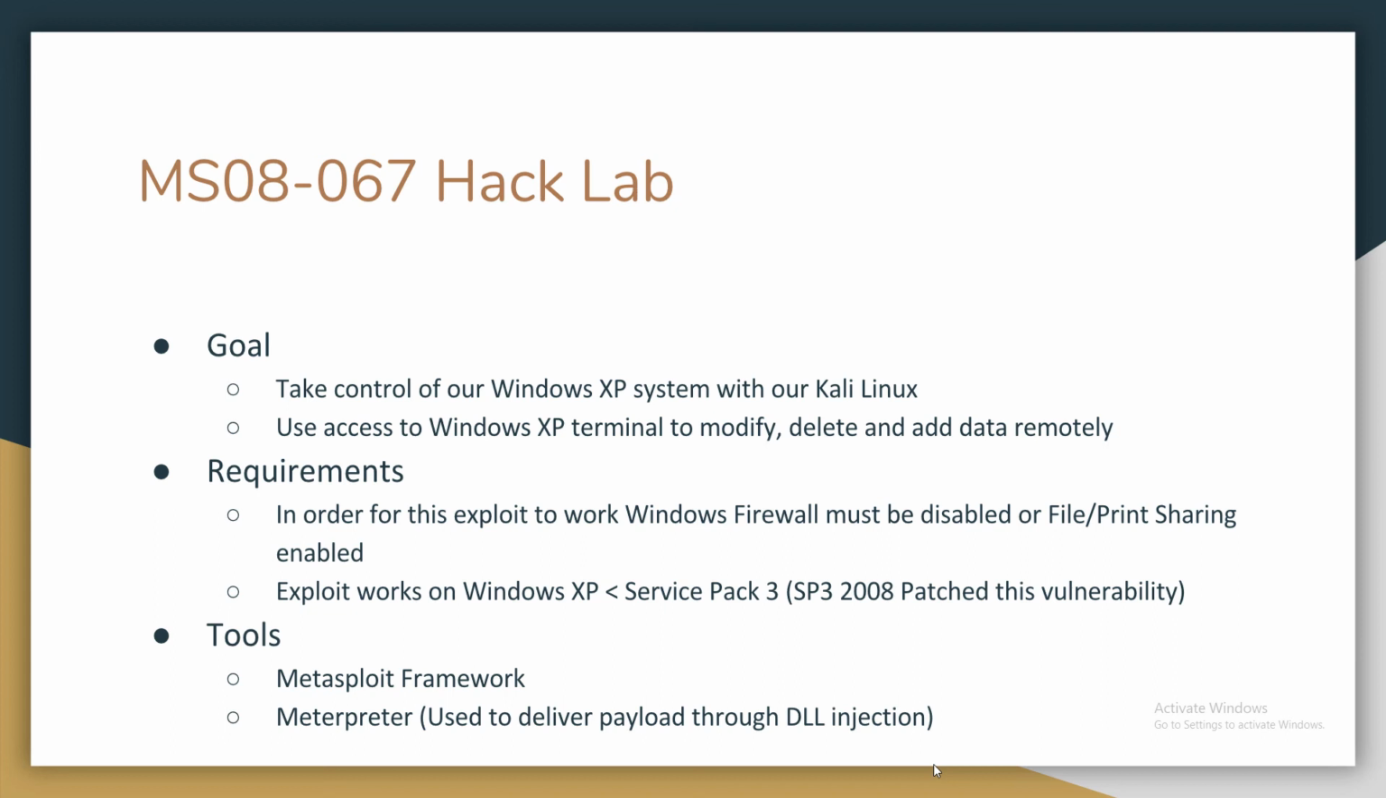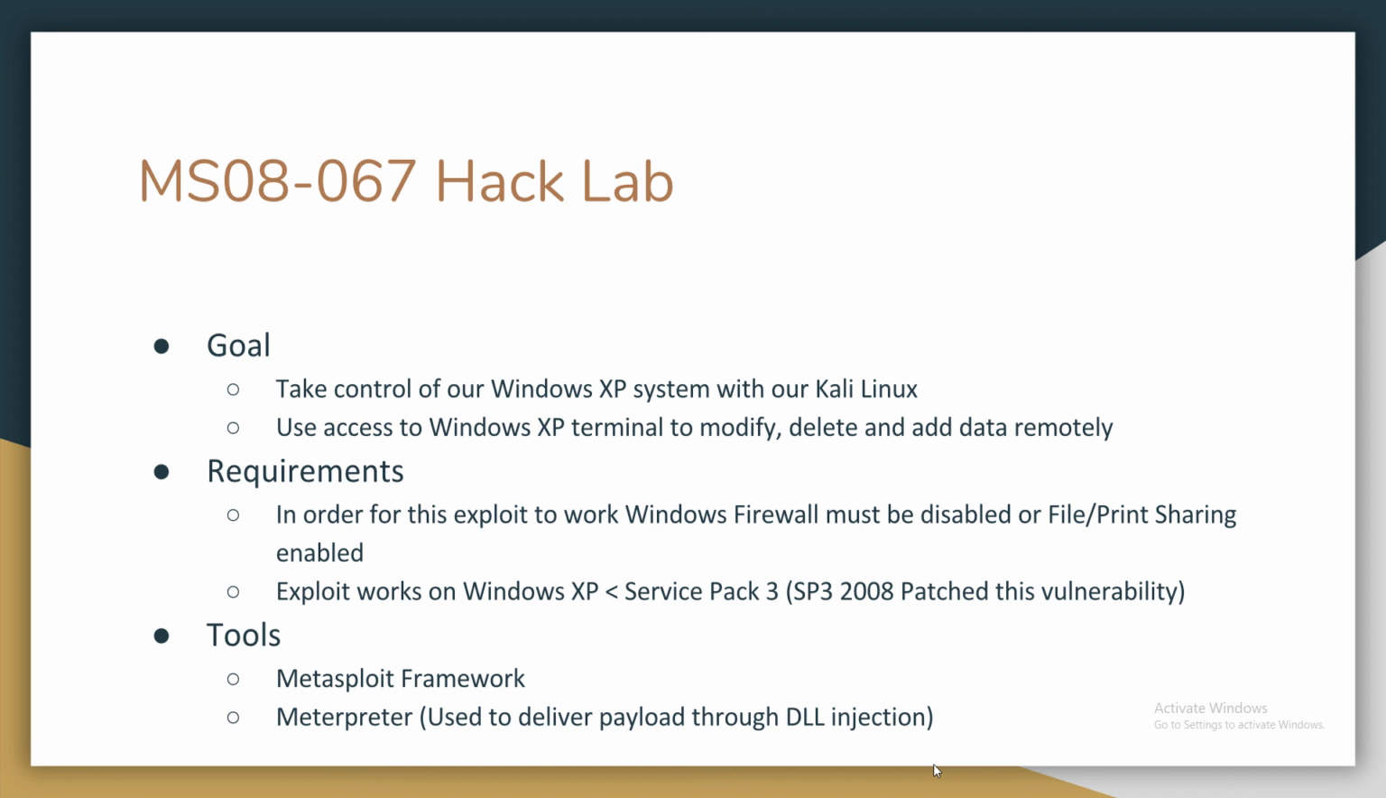So in our hack lab, our goal is to take control of the Windows XP system through our Kali Linux OS. And we want to access the Windows XP terminal so that we can pretty much run any sort of programs and modify anything on the system we want. In order to do this, we have to make sure some things are set up so that the vulnerability still works. Like I mentioned before, we have to use a Windows XP that's before the Service Pack 3 that was released in 2008 so that the vulnerability is not patched.